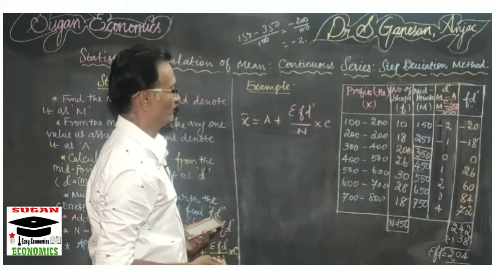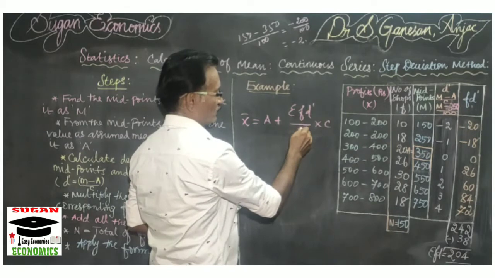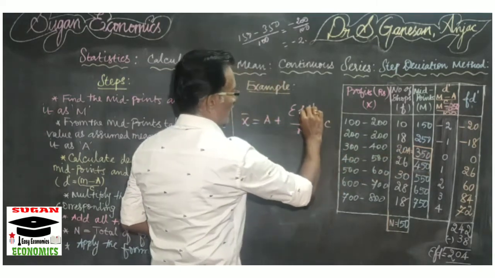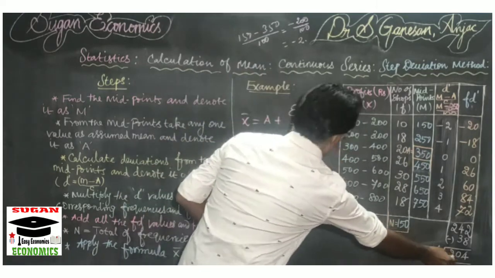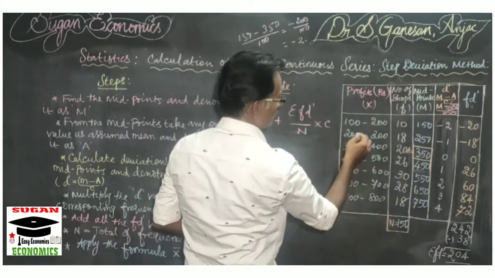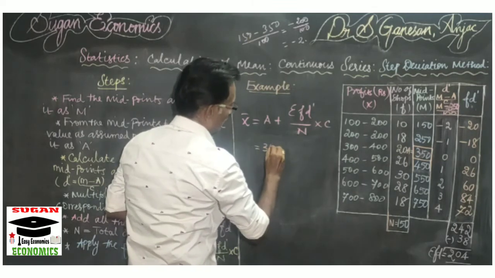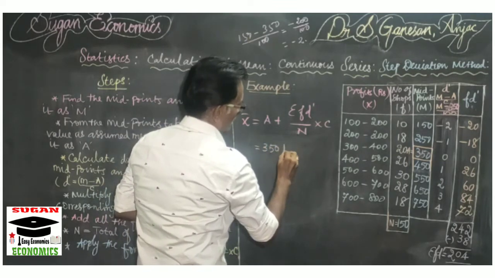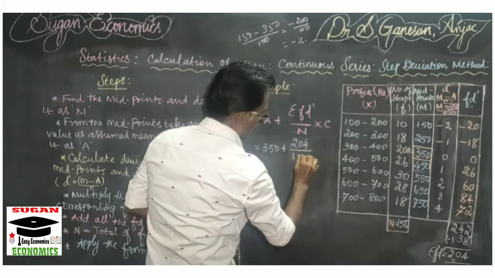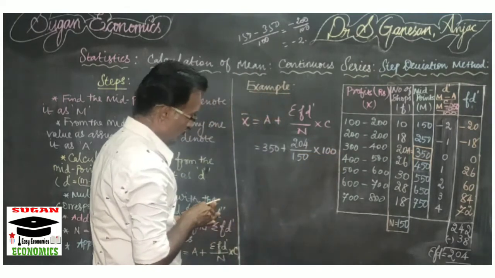Now we have to substitute the values in the formula. The formula is x bar equal to A plus sigma f d dash divided by N, into C. A is the assumed mean, equal to 350, sigma f d dash is equal to 204, N is the total of frequency, equal to 150, and C is the class interval, equal to 100. So now we substitute the values: 350 plus 204 divided by 150, into 100.